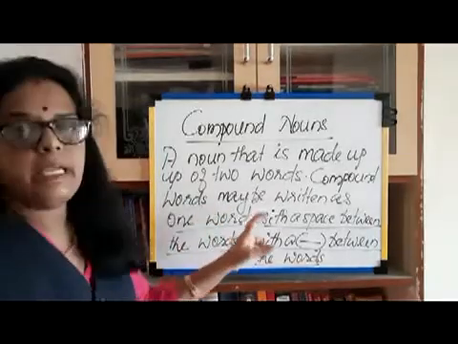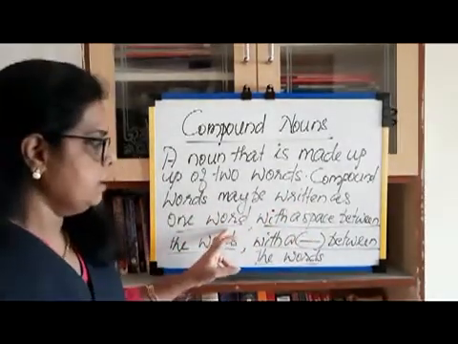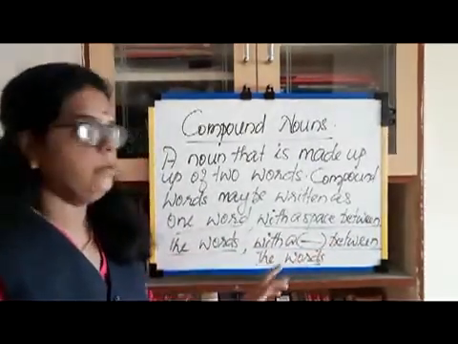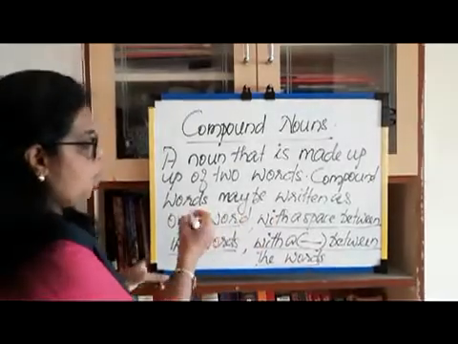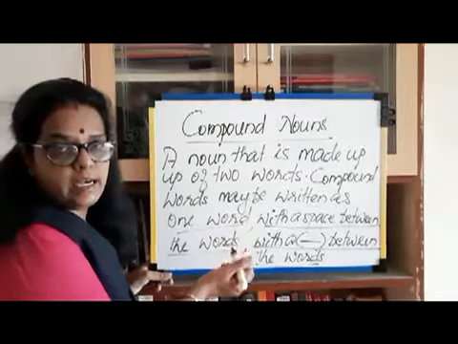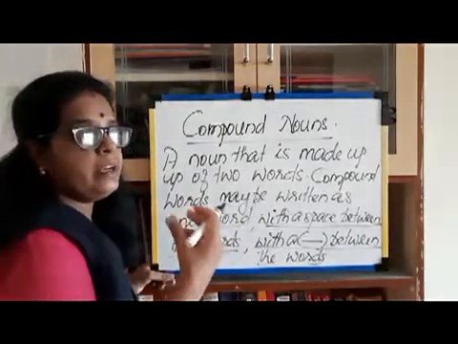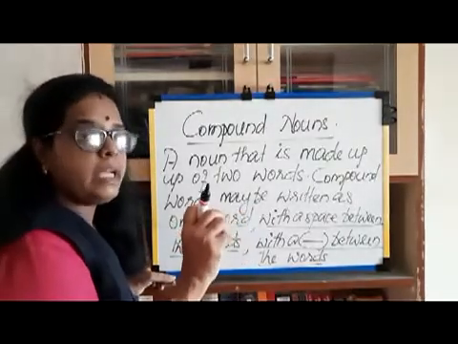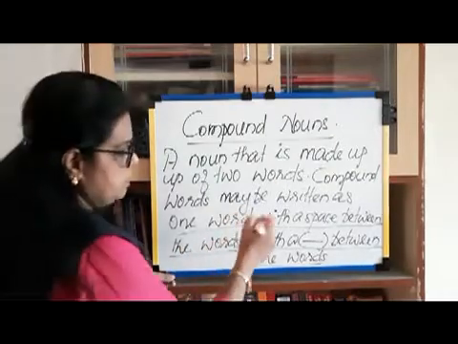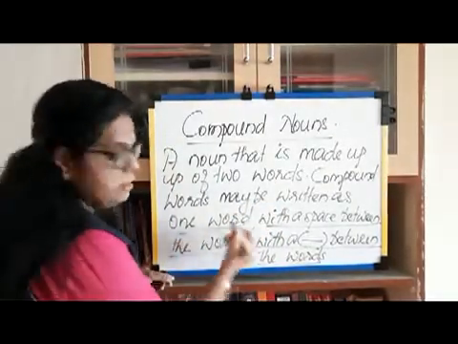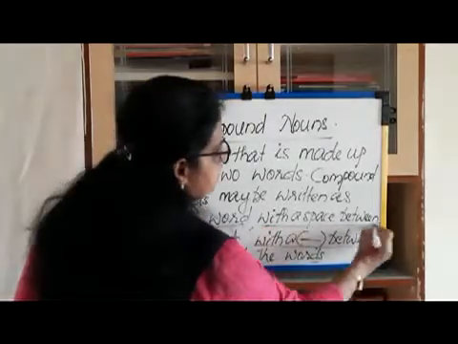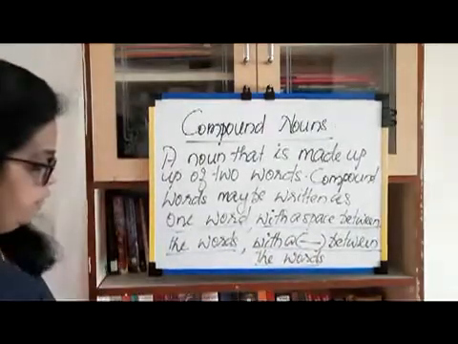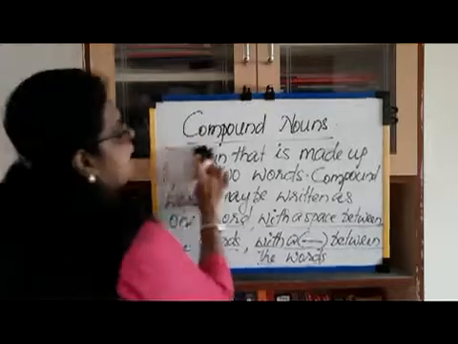Compound words may be written as one word, with a space between the words, or with a dash between the words. We can write one word, maybe with a space between the two words, maybe with a dash between the two words. Compound words are written as one word, with a space between the words, or with a hyphen between the words.